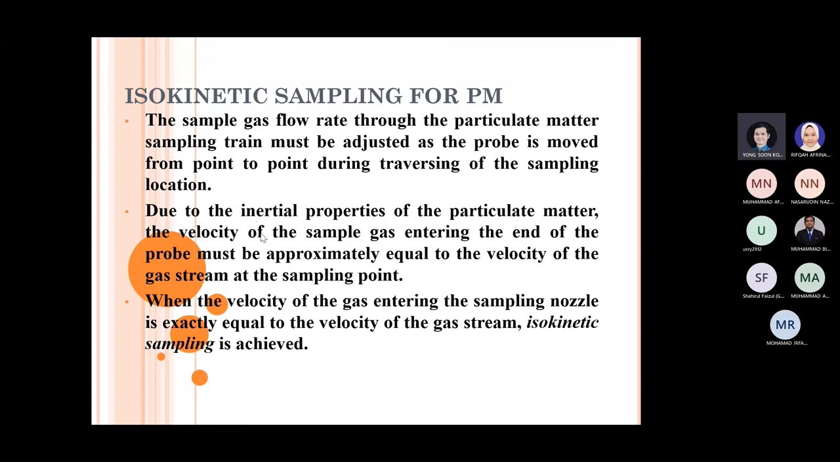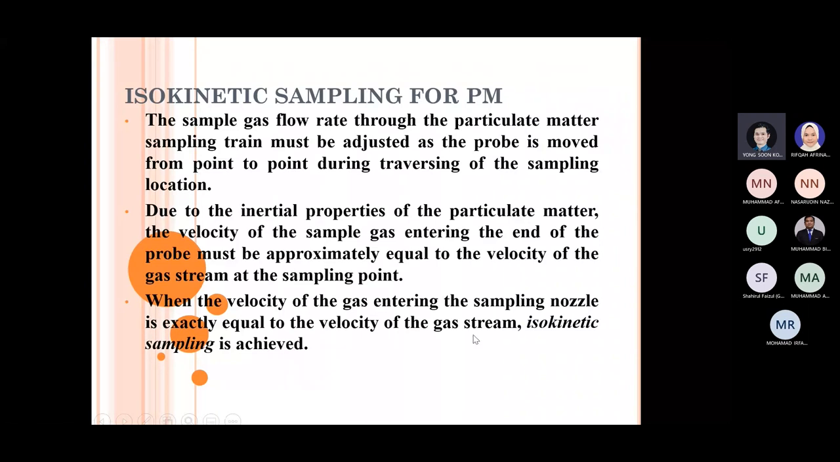Now, there might be two possibilities. Either the velocity is too high or too low. But either way, it might impact the accuracy of your flow rate measurement. And you don't want that, because any slight differences are going to make your calculation of the concentration of particulate inaccurate. So that is why the velocity of the gas entering the sample nozzle has to be the same as the velocity of the gas stream.